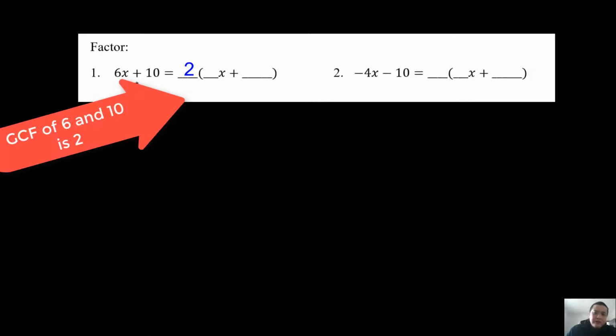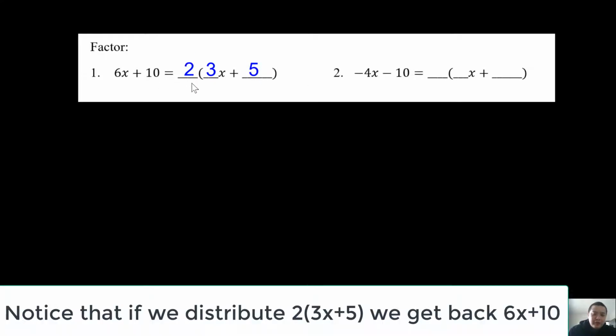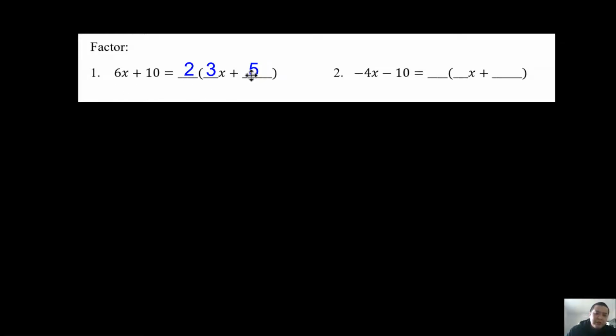Then the question becomes, 2 times what gets us this 6x right here? Well, 2 times 3x gets us that 6x. So what we have left in this binomial is 3x. Because 2 times 3x is 6x. Then we need to figure out 2 times what gets us 10. Well, 2 times 5 gets us 10. So therefore, our factored form, our two things that multiply together to get 6x plus 10, are 2 and 3x plus 5.